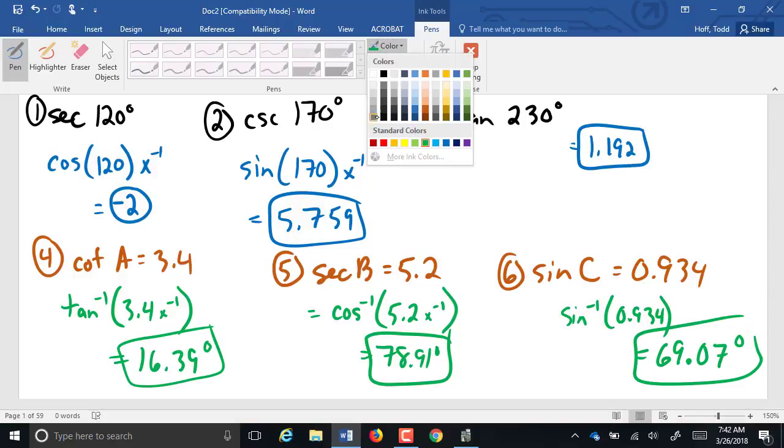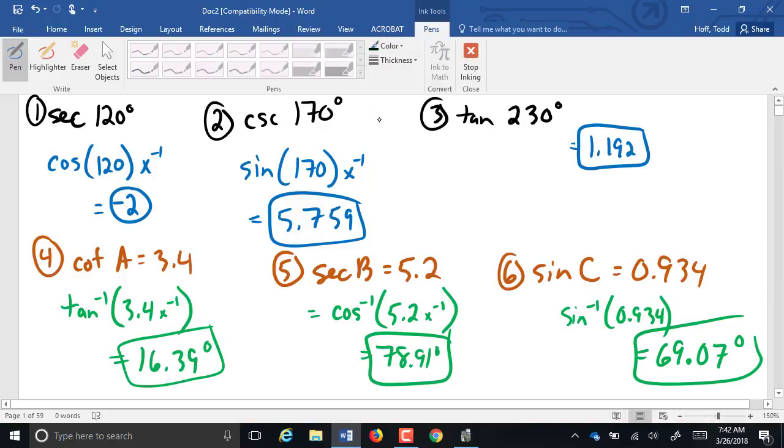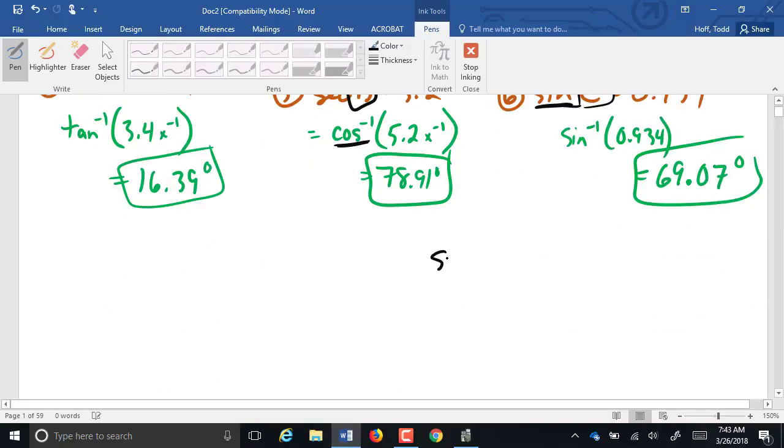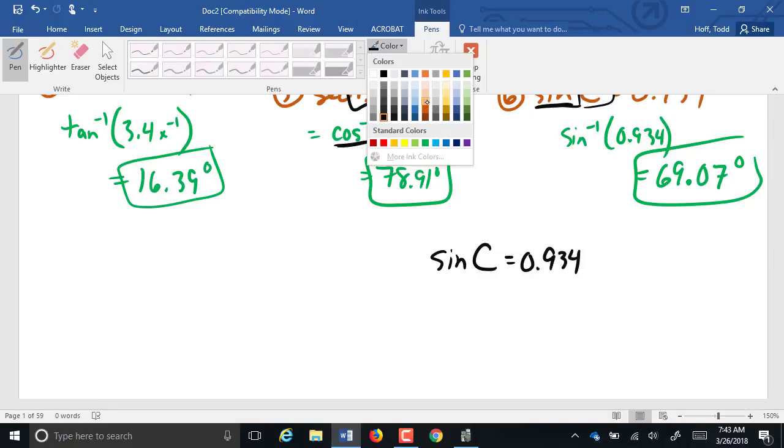Anybody have any questions on those? What's that? Well, just like we did before, if you've got here what's the angle that you're looking for, it's an inverse trig function you have to do. So like for sine here, we have sine of angle C. Sine of C is equal to 0.934. It's just like solving an equation.